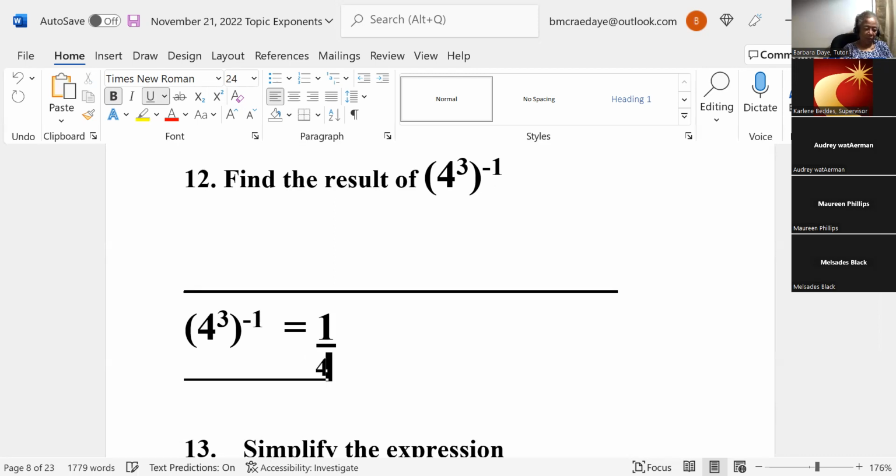Okay, Mercedes, you got the answer? No, miss, I can't see the bottom of it. Okay. So you flip it and make the exponent a positive, right? So 4 to the third to the 1 power, the plus 1, right?